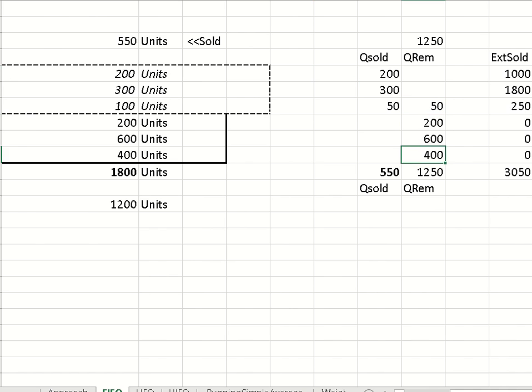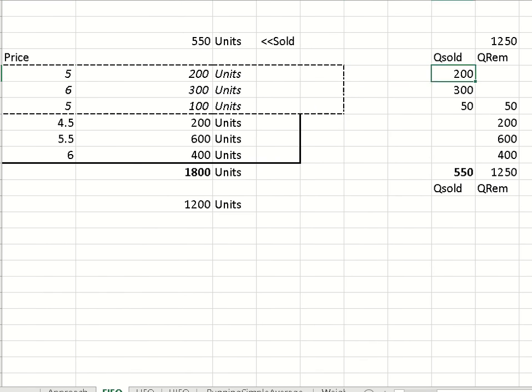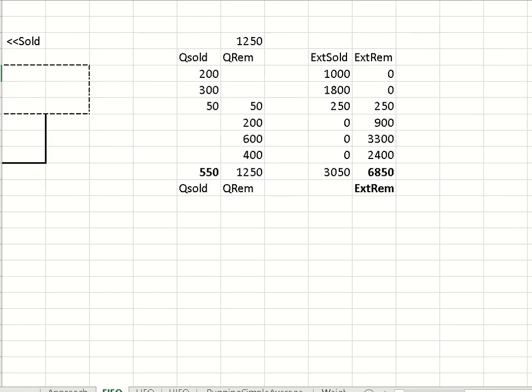Everything is here. So we have 1,200, and we just go and multiply the prices. You multiply the prices, and you get the value of those that are sold. So this one, 200 times 5 is what? 1,000. And so on here, and so this one is 1,800 and 250. So you have a total of 3,050.